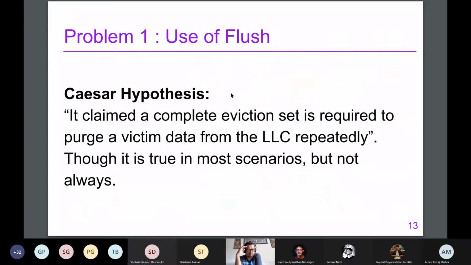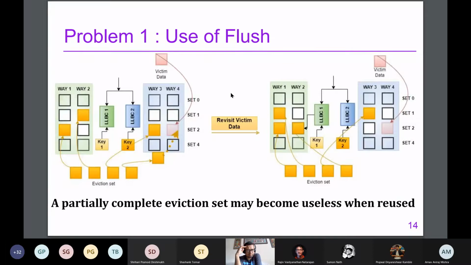Next slide, please. So the first problem is with the CEASER hypothesis. It claims that a complete eviction set is always required to purge victim data from an LLC. Though it is true in multiple scenarios, it may not always be. Next slide. Here we can see that we may not have a complete eviction set, even a partial eviction set may be correct enough to remove the victim data from its position.